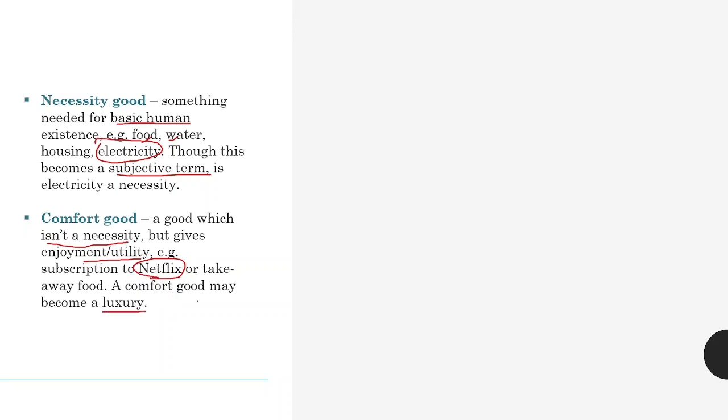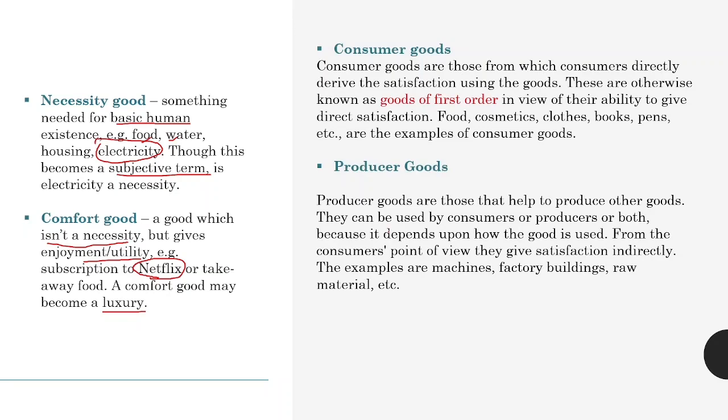Now comes consumer goods and producer goods. So consumer goods are those goods from which the consumer directly derives satisfaction. So the consumer here is deriving satisfaction directly, and it is also called first order good. So here the satisfaction is derived directly. You need not change the form of the good. For example, food, cosmetics, clothes, books, pen, etc.